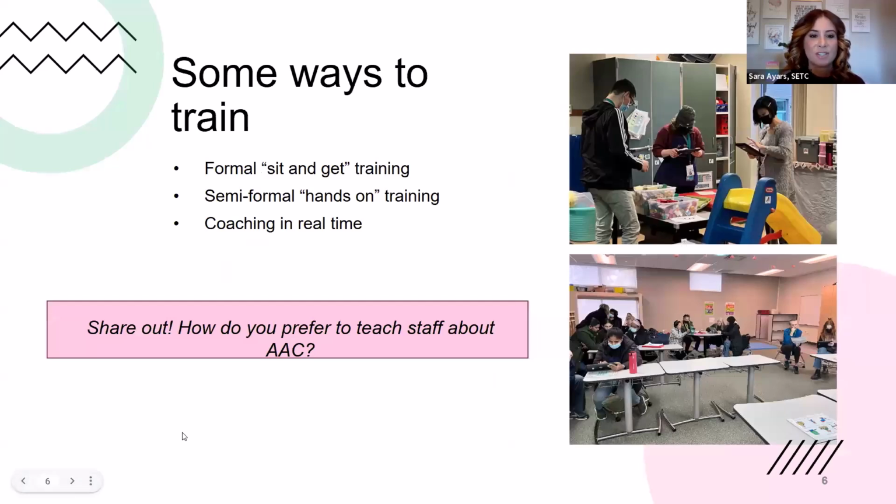Okay, so here are just a few of the different ways that you can train, specifically thinking from a school district perspective.